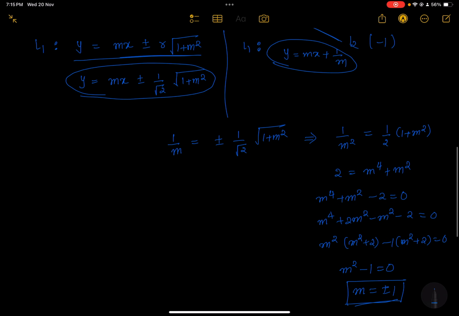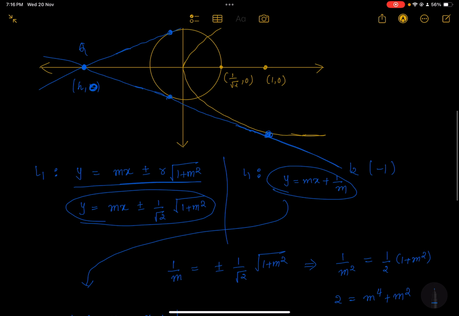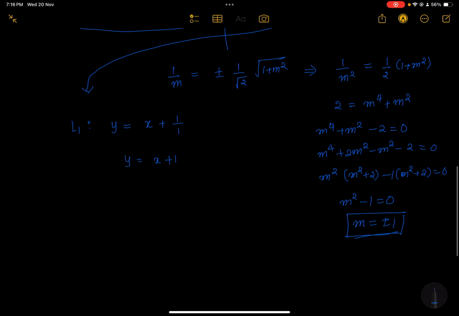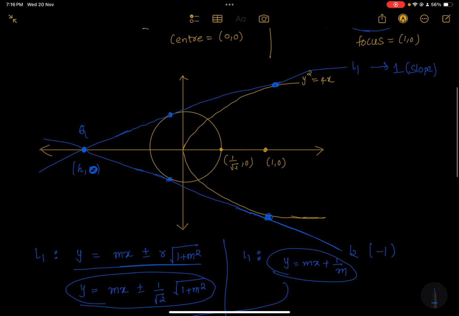Now let us find the equation of L1. From this we can write y is equal to, slope is 1, so x plus 1 by 1. So y is equal to x plus 1. Now to find out point Q, we have to put y is equal to 0. So y is equal to 0 implies x is equal to minus 1. So point Q is minus 1 comma 0. Done. So this point is minus 1 comma 0.